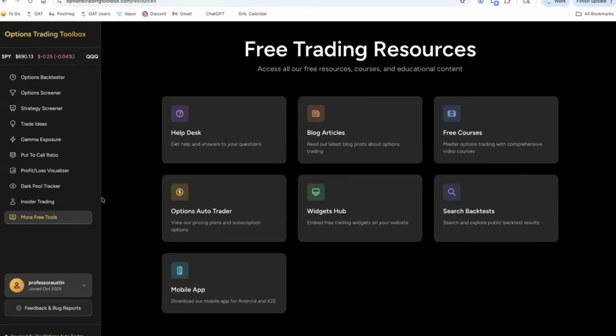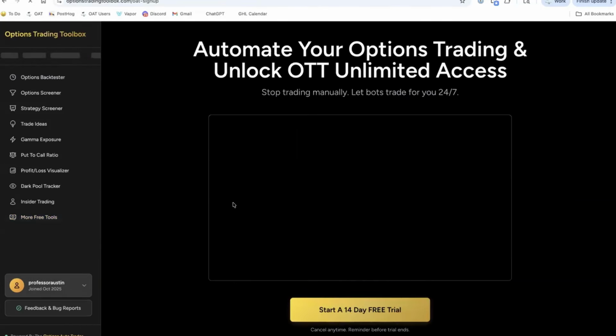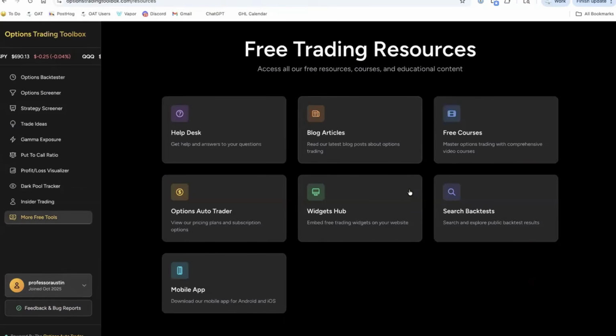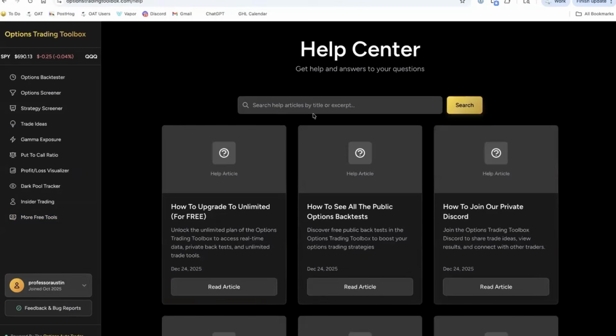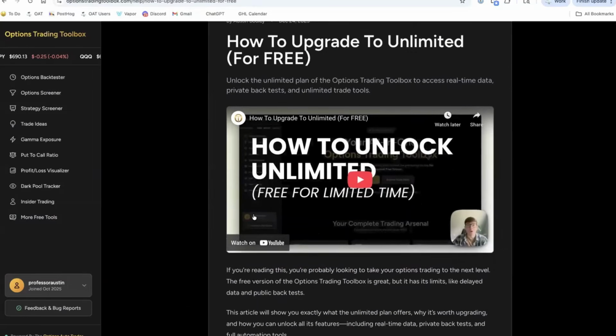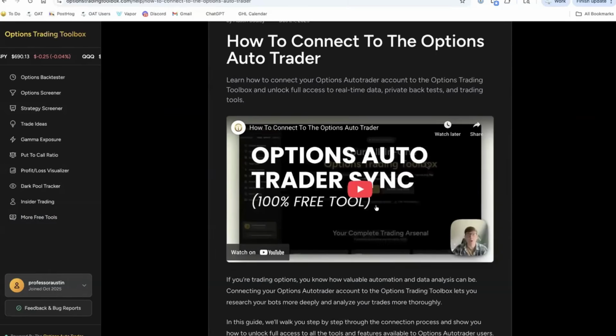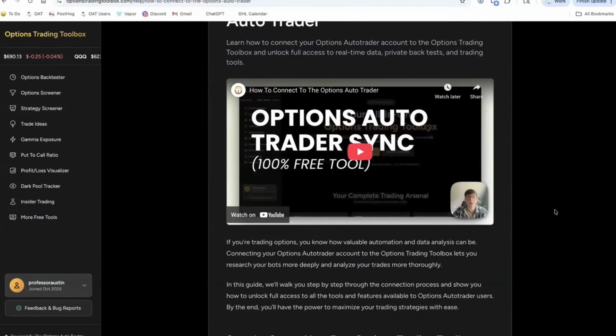If you click on more free tools, if you don't have an options auto trader yet, click on this, and this will allow you to start a trial. But if you already do, underneath the help desk section, click on options auto trader, or I should say how to unlock unlimited access. Sorry. And there's a video showing you how to connect your options auto trader account to the option toolbox. Yeah, how to connect to the options auto trader. There's a video that walks you through that here. It works for any plan.